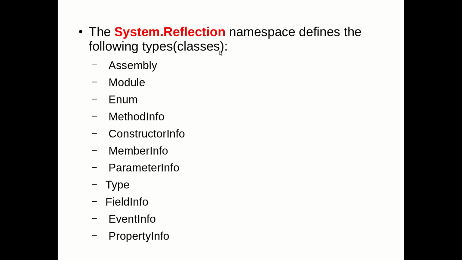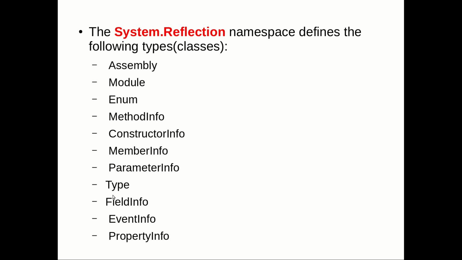Now the System.Reflection namespace defines the following data types or classes. You have classes for assembly, module, enum, MethodInfo, which we have seen in our demo program, ConstructorInfo, MemberInfo, ParameterInfo, and Type. So these are the 5 classes we have used inside our demo program. So please recollect the points there.